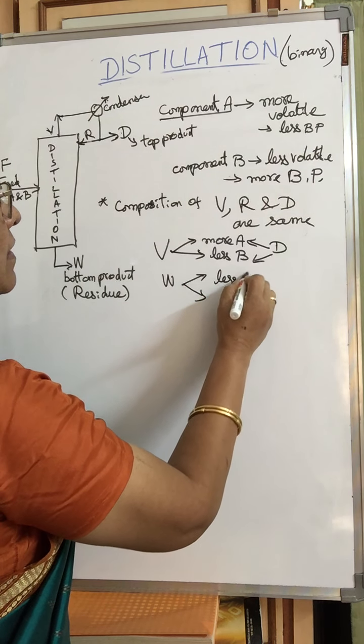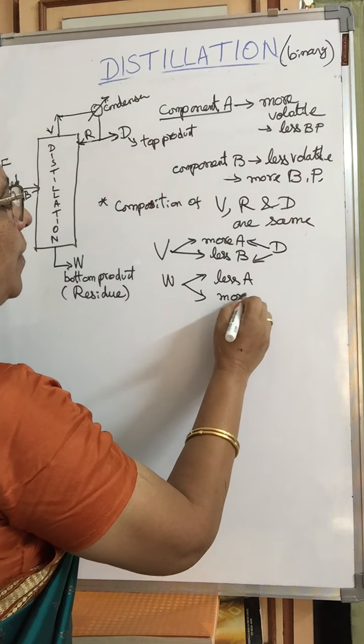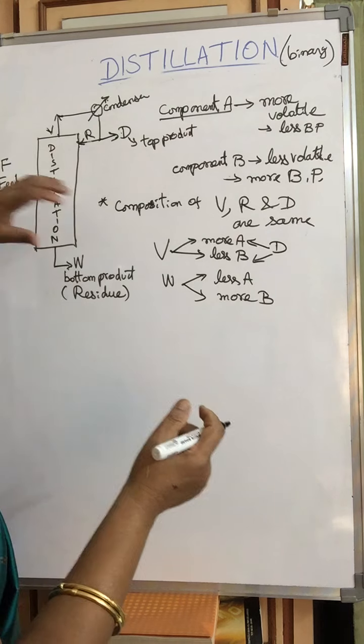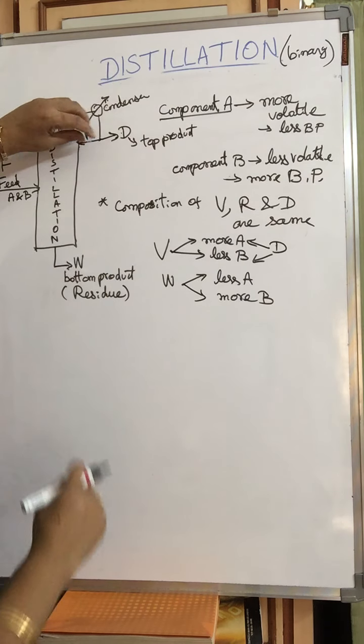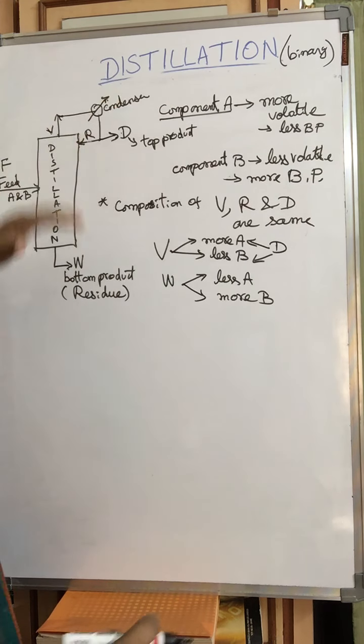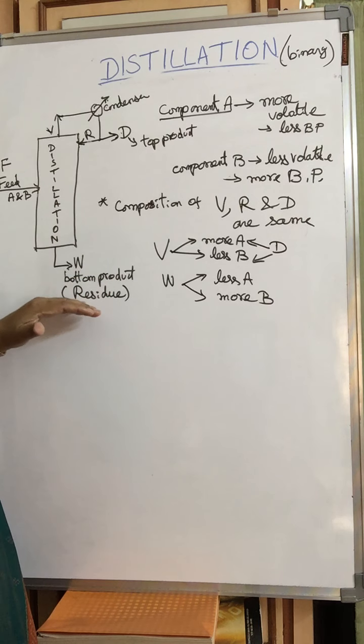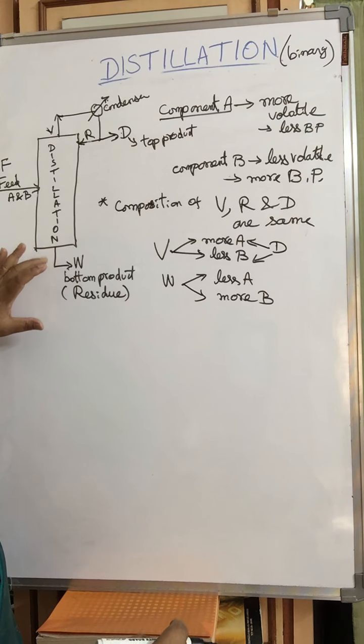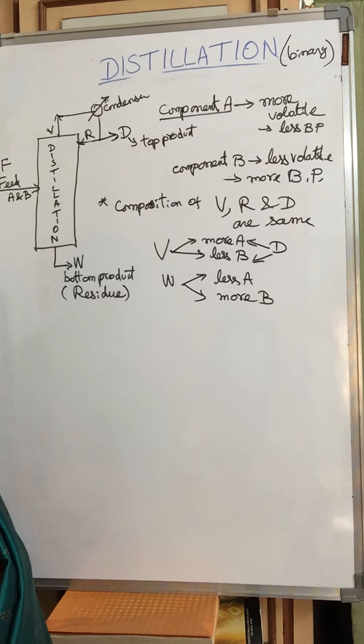Less A and more B. That is W. So thus we are separating A and B. A is going into the top product. B is coming down into the bottom product, which is less volatile. Here it is coming to the bottom product.